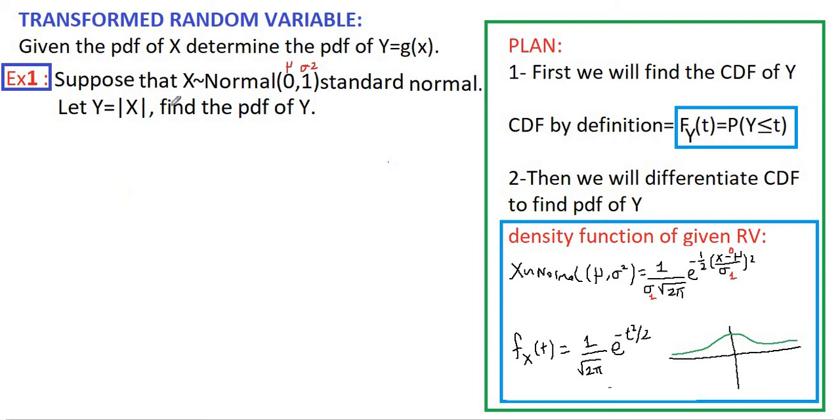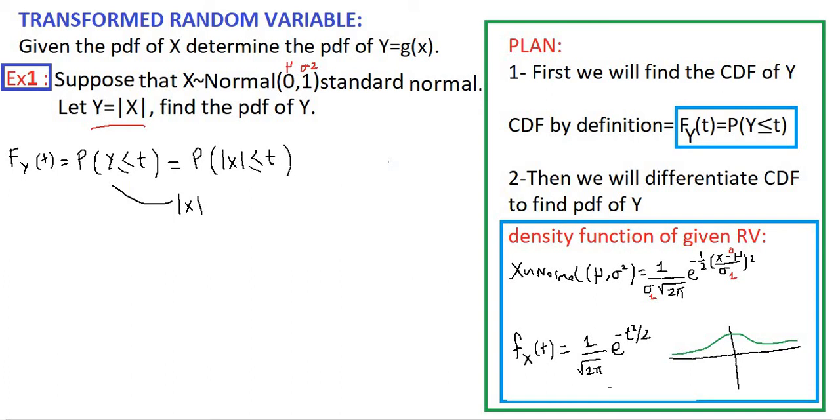Now we're going to solve this problem by starting with the definition of CDF. CDF by definition is the probability that y is less than or equal to t. Let's see the relationship between x and y in our problem. We were given that y is equal to the absolute value of x. So if y is equal to the absolute value of x, then we can rewrite this as the probability that the absolute value of x is less than or equal to t.